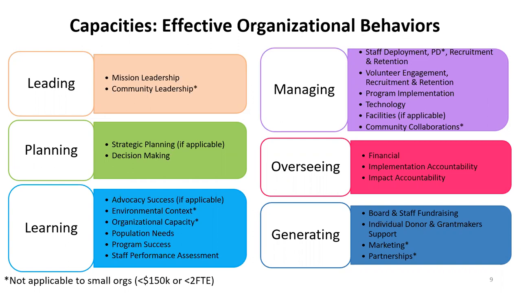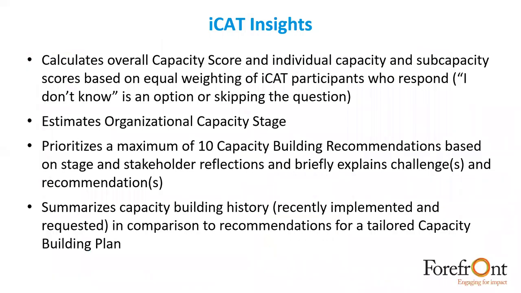And then overseeing is about an organization's ability, specifically at the board and the senior management level, to ensure their nonprofit's financial health, mission progress, and community impact. That's a little bit more about what we mean by these capacities and subcapacities, what the iCAT is measuring.